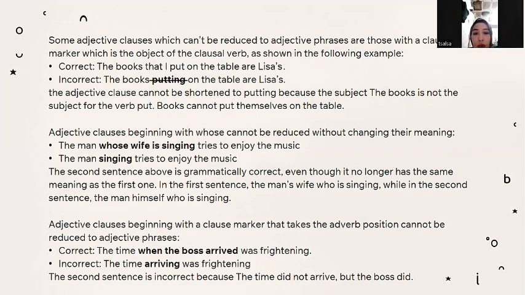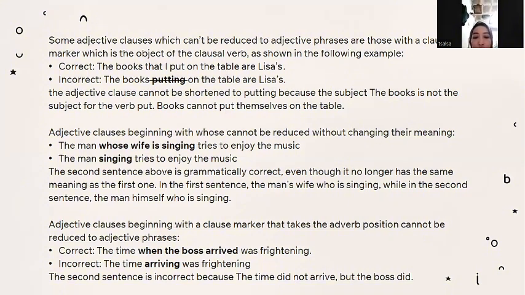Adjective clauses beginning with whose cannot be reduced without changing their meaning. The man whose wife is singing tries to enjoy the music. The man singing tries to enjoy the music. The second sentence above is grammatically correct, even though it no longer has the same meaning as the first one. In the first sentence, the man's wife is singing, while in the second sentence, the man himself is singing.